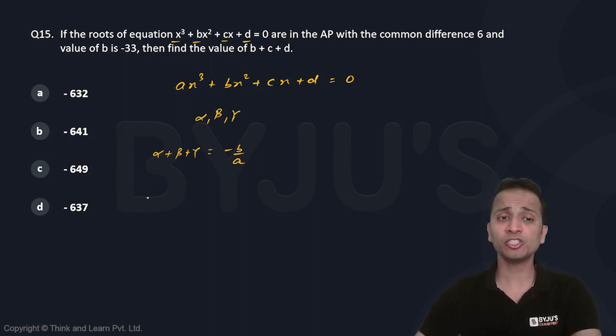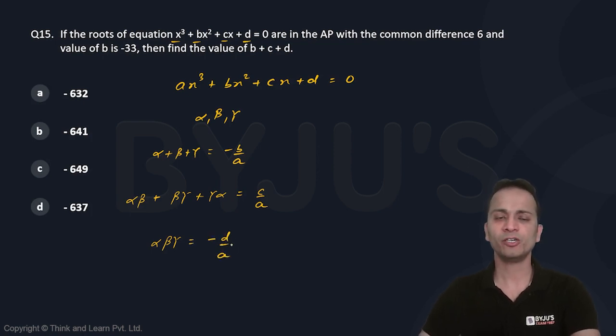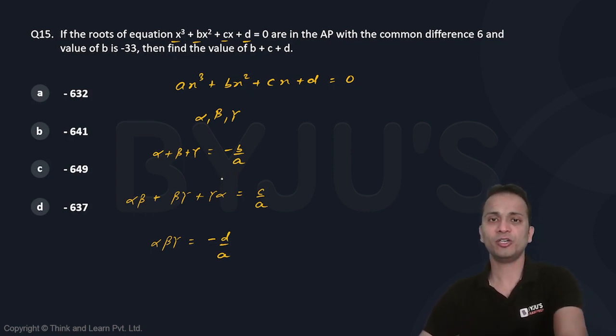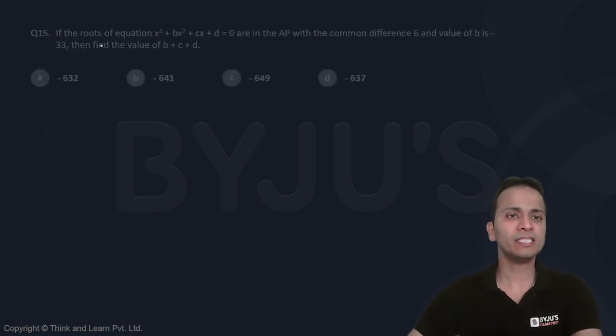Sum of the roots taking two roots at a time, that means alpha into beta, so taking the product of roots. Okay. So alpha beta, beta gamma and gamma alpha. This is equal to c upon a. And taking all roots at a time, that means product of the roots will be equal to minus d upon a. Okay. So these are the three formulas for the cubic equation I will use in this question. Okay. So let's have a look at this.